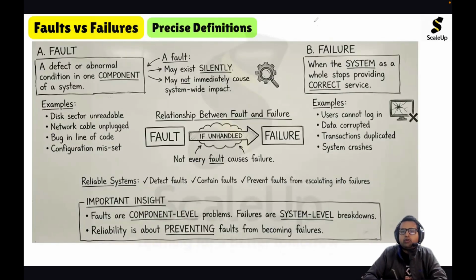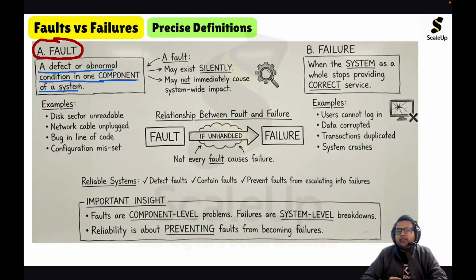What is a fault? A fault is basically a defect or abnormal condition in one component of a system. Any defect or abnormal condition in one component of a system is said to be a fault. A fault may exist silently, and it may not immediately cause system wide impact. That is something very dangerous about faults.